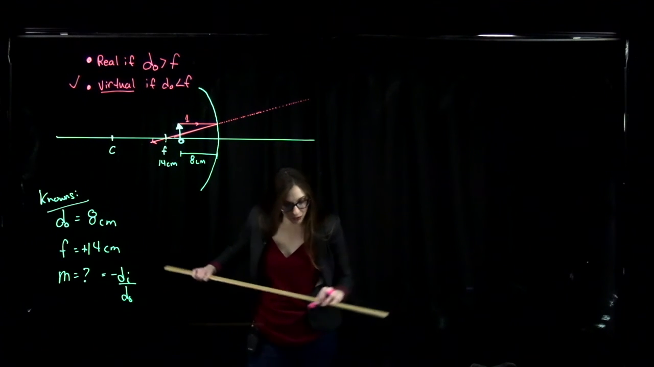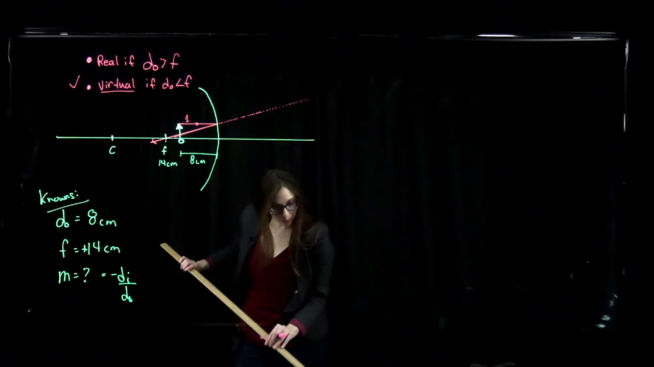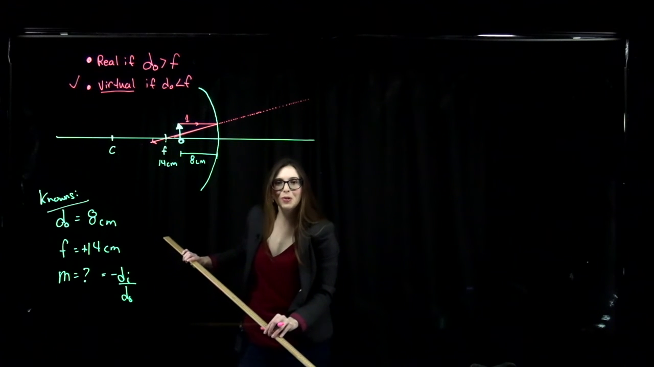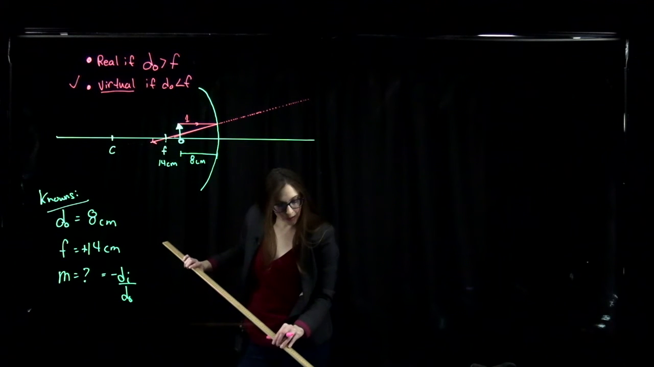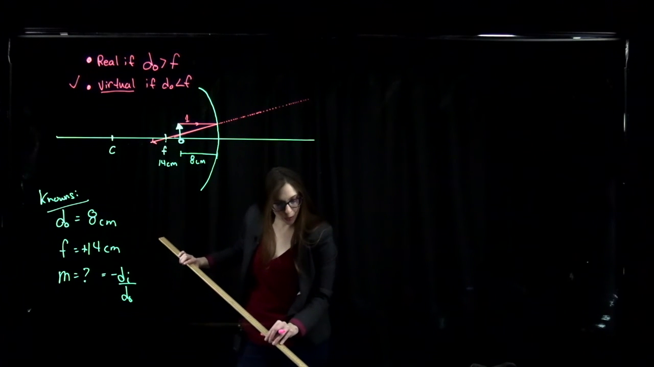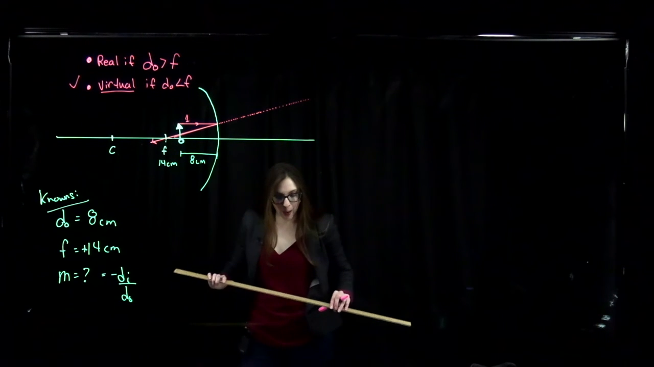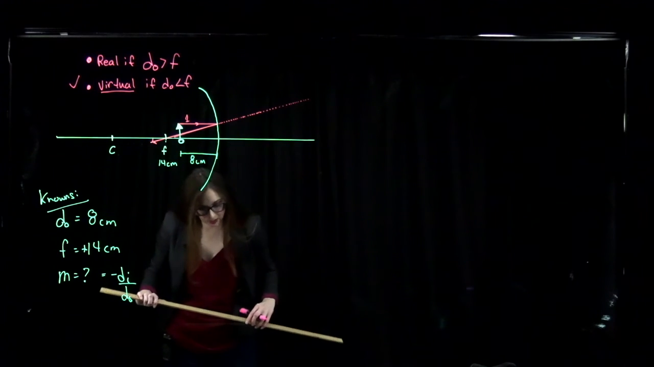The next rule, and this is actually the third rule for concave mirrors, I'm skipping to the third one. A ray approaching a concave converging mirror through its focal point is reflected parallel to its axis.